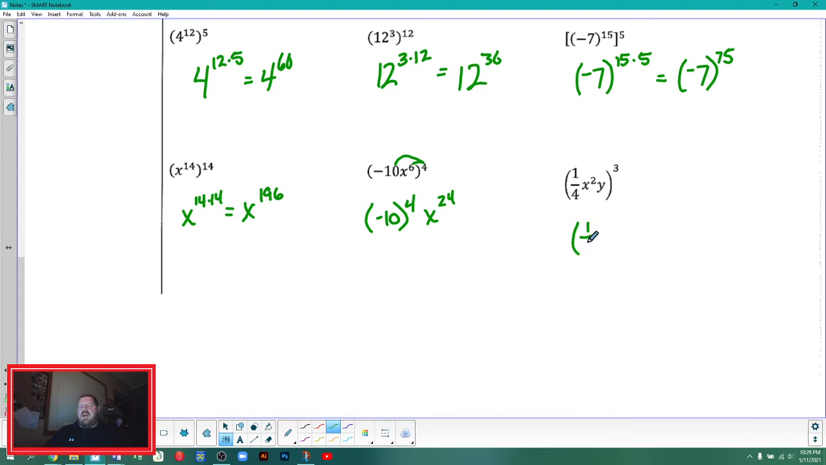This one I have a fraction, but I still want to think about distributing that power to everything in there. Anything without an exponent is automatically 1. And now I can't see what number I'm distributing. It's a 3. So I'm going to have 1/4 to the 3rd, x to the 6th, 2 times 3 is 6, and y to the 3rd, 1 times 3 is 3.